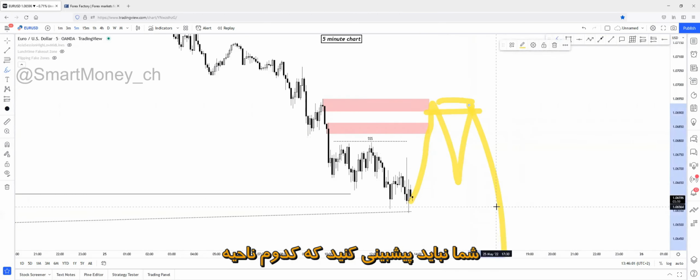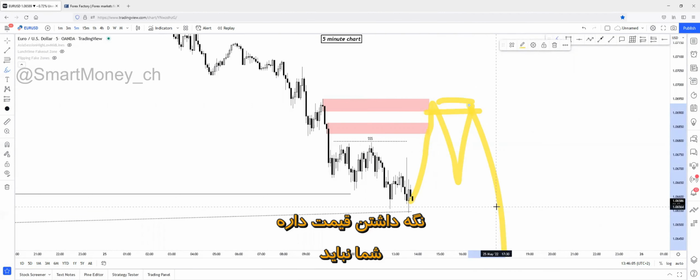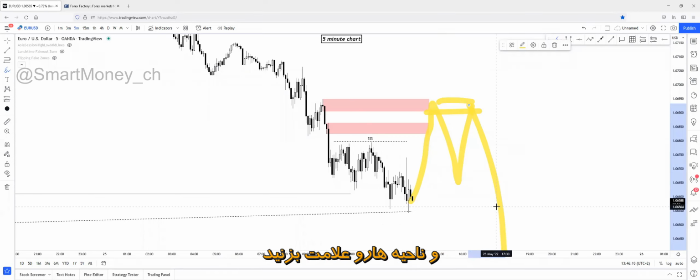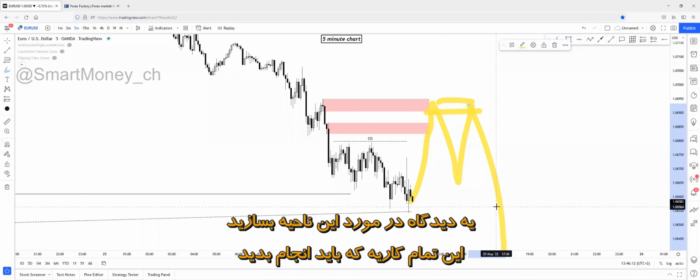You don't have to predict which zone will hold. You don't have to predict that this zone has a higher probability to hold. You don't have to predict anything. All you have to do is react on these zones and mark your zones. Build a narrative, build a perspective around these zones. That's all you have to do.